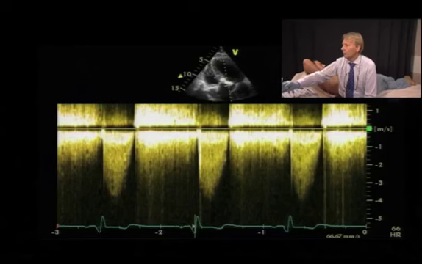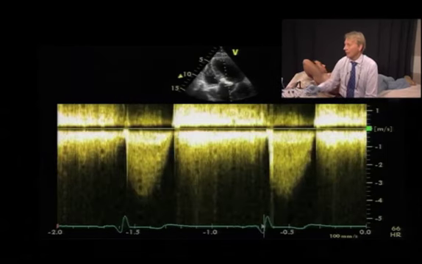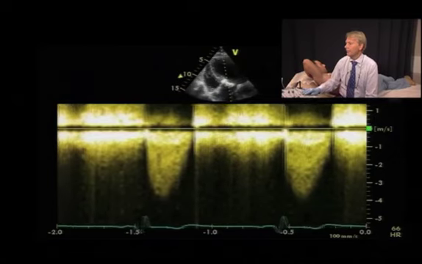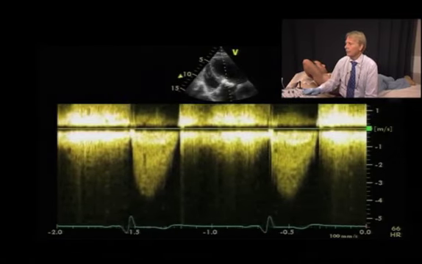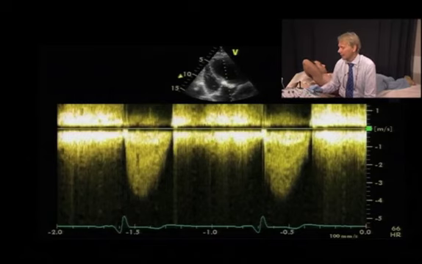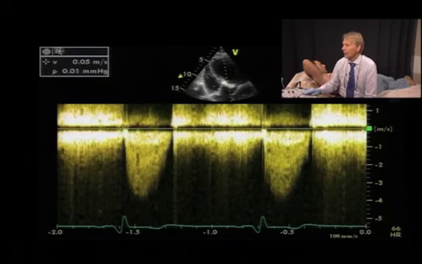So once you have the optimal signal and you think you have the maximum velocity, you freeze the curve, and then we also optimize the time axis. This gives us a higher accuracy when we quantify the gradients. Then we look for the beat where we think we have the maximum velocity, and then we perform a trace around the curve, beginning with aortic valve opening.